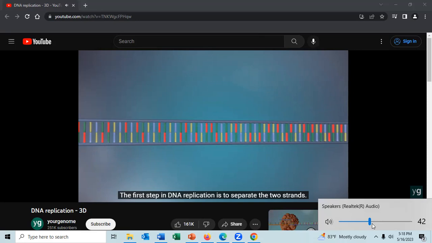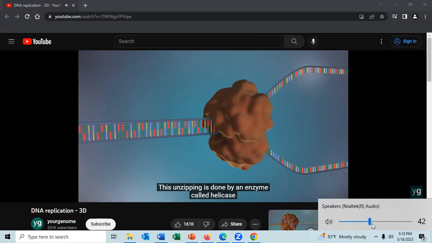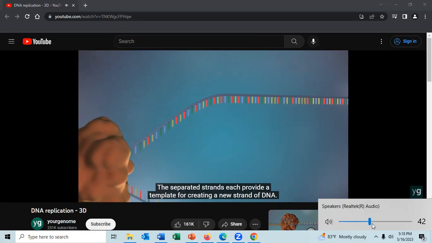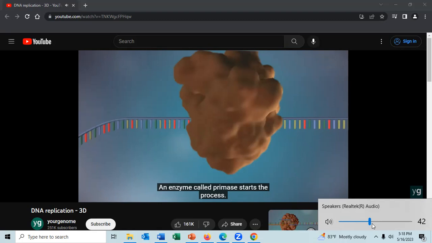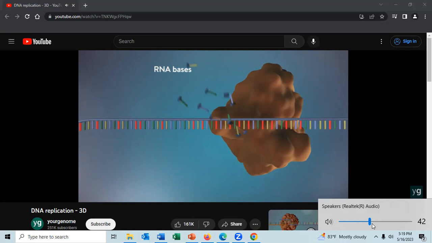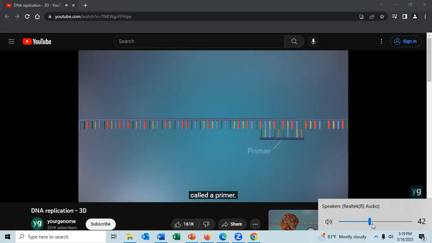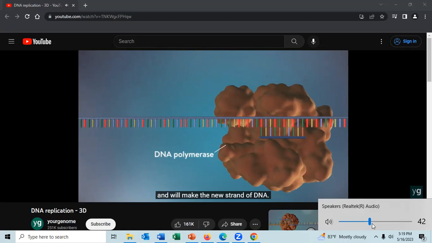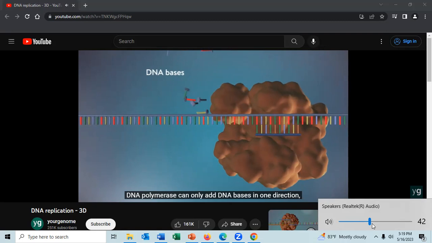The first step in DNA replication is to separate the two strands. This unzipping is done by an enzyme called helicase and results in the formation of a replication fork. The separated strands each provide a template for creating a new strand of DNA. An enzyme called primase starts the process. This enzyme makes a small piece of RNA called a primer. This marks the starting point for the construction of the new strand of DNA. An enzyme called DNA polymerase binds to the primer and will make the new strand of DNA. DNA polymerase can only add DNA bases in one direction, from the 5' end to the 3' end.